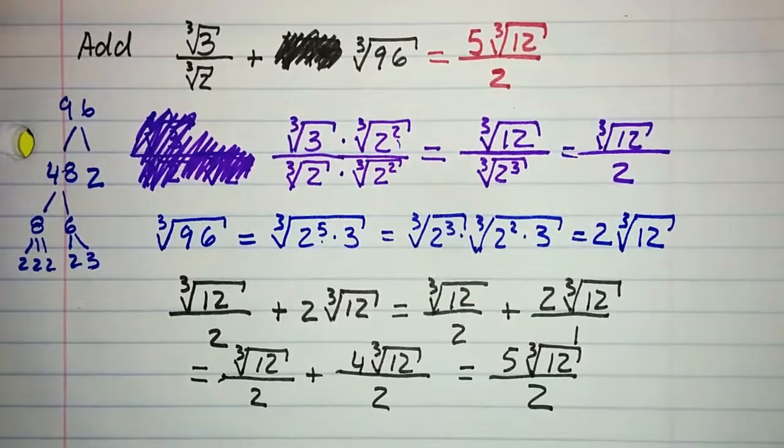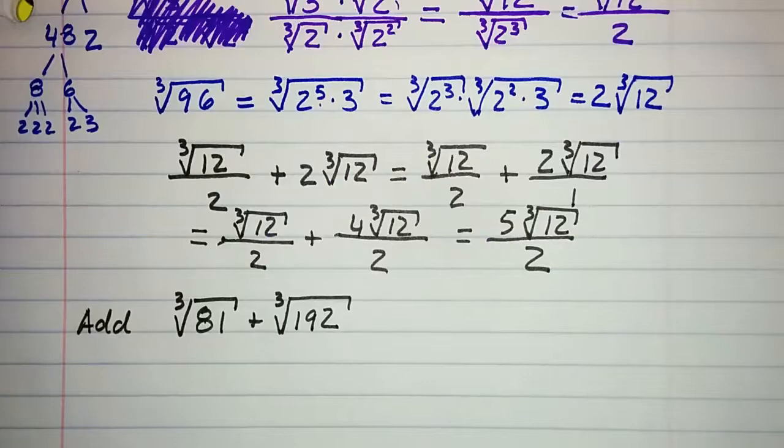For the record, this is another advantage of rationalizing denominators. It makes it easy to recognize like radicals. So I'm going to give you one of these to try, one where you need to simplify first. Add cube root 81 plus cube root 192. Pause the video and try this now.